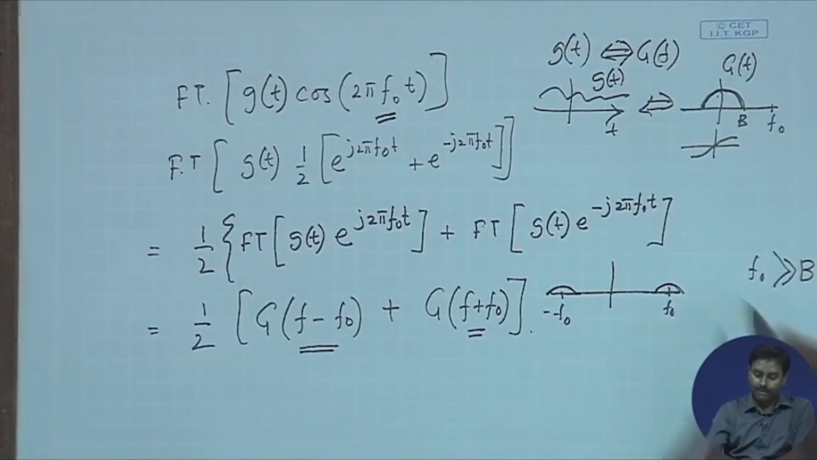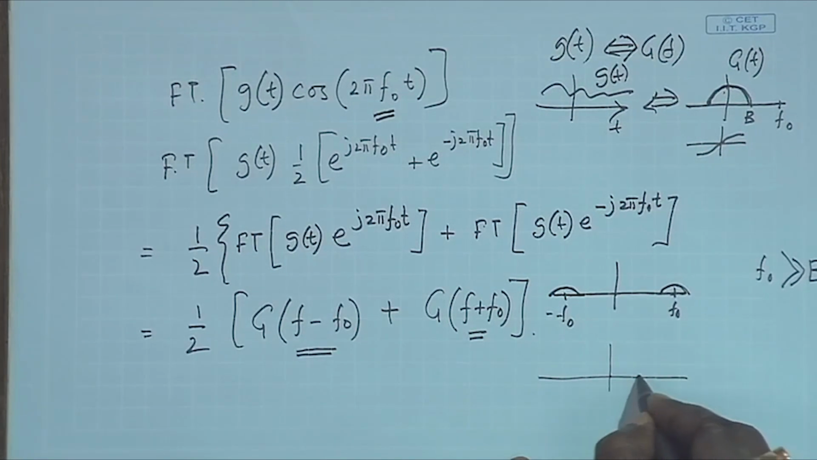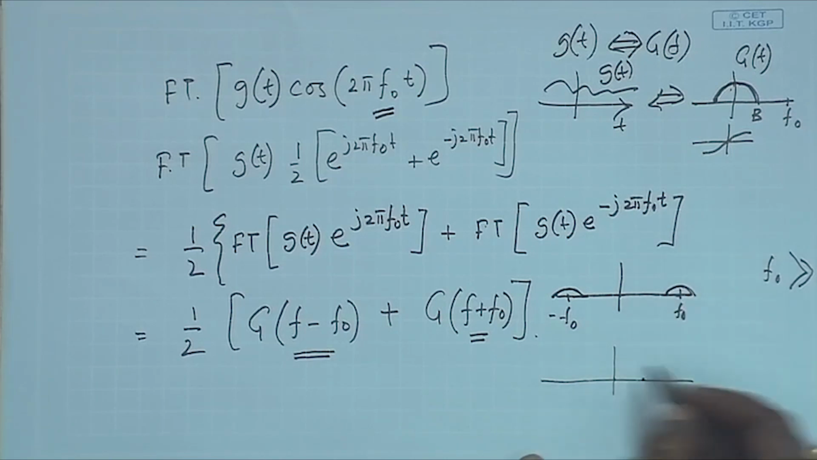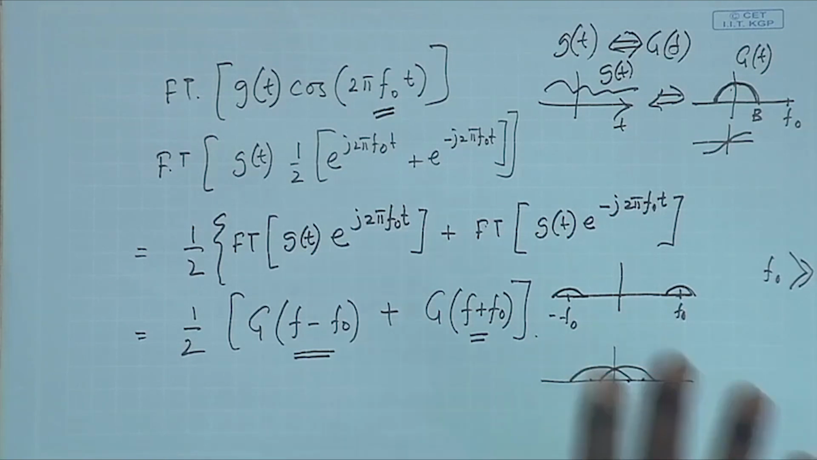Okay. So, if f0 is not greater than b, then what might happen? Suppose f0 is somewhere over here, then the signal will look like this, and it will be centered again at minus f0, it will look like this. So, these two things will overlap. That is something I do not want. Okay. Why I do not want it will be clear later on.